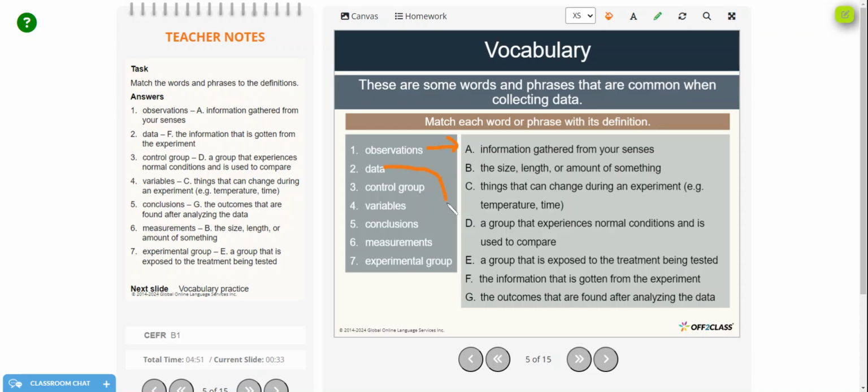Data is F. The information that is gotten from the experiment. Control group is D. A group that experiences normal conditions and is used to compare. Variables, C. Things that can change during an experiment, such as temperature or time. Conclusions, G, the outcomes that are found after analyzing the data. Measurements are B, the size, length, or amount of something. And experimental group is E, a group that is exposed to the treatment being tested.